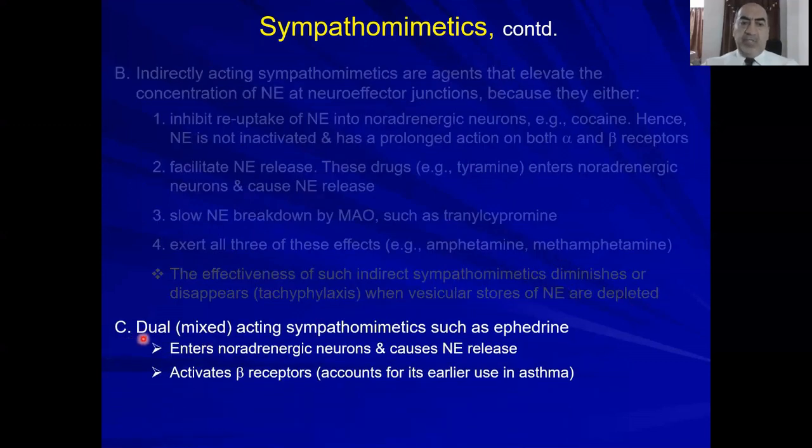The last category is dual or mixed acting sympathomimetics, such as ephedrine. Ephedrine is natural; it's from a plant called ephedra. Again, we said mixed. So number one, it facilitates the release of norepinephrine. Number two, the direct effect is to activate beta receptors with some effect on the alpha receptor. This accounts for its early use in asthma.